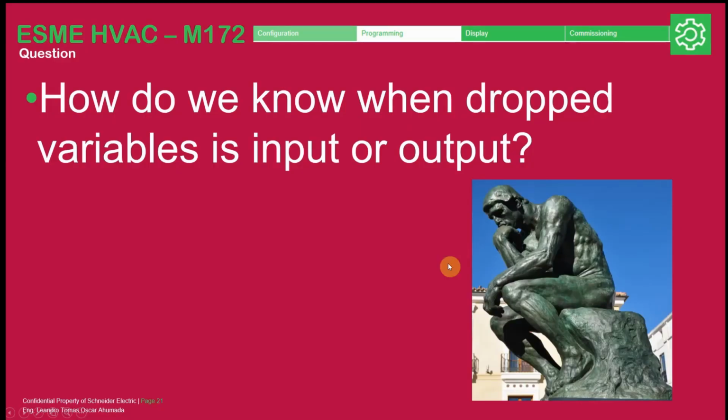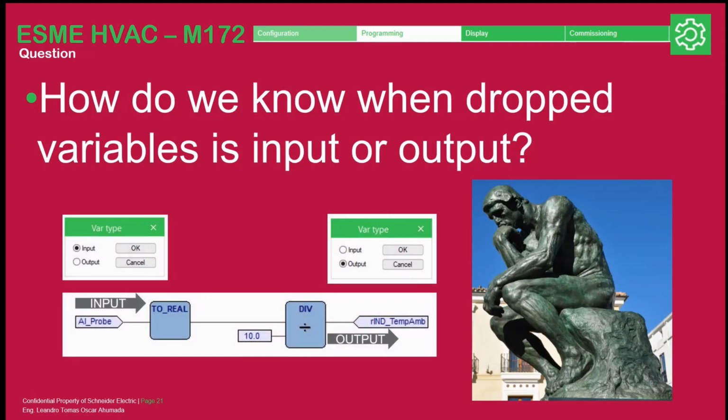Now, this one is good. When do we know when there is input and output? Well, it's easy. Input, if this value is going to be the input for a function block, and it's going to be output if it's the output of the function block. Okay, simple as that.